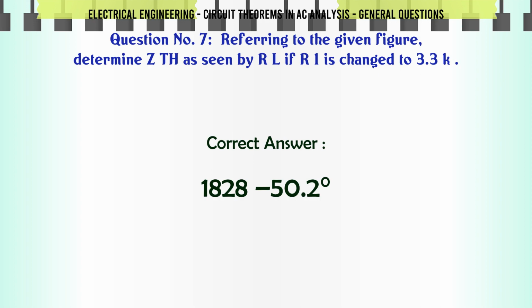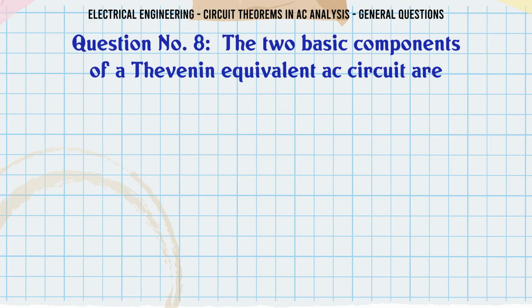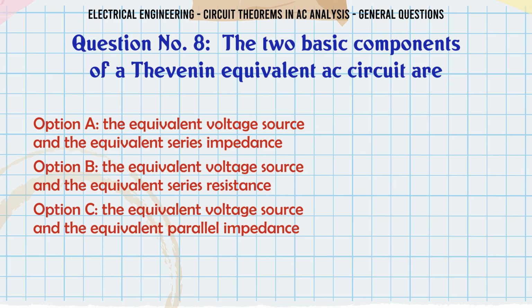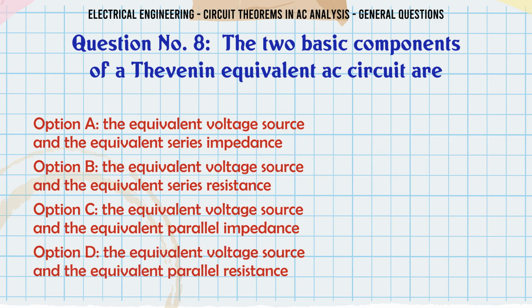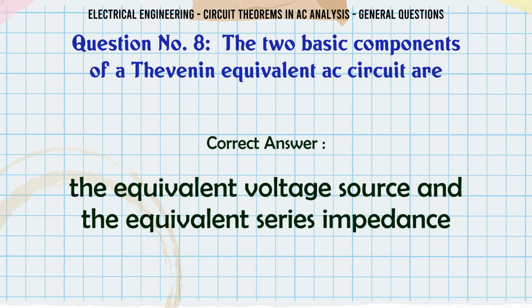The two basic components of a Thevenin equivalent AC circuit are: A, the equivalent voltage source and the equivalent series impedance. B, the equivalent voltage source and the equivalent series resistance. C, the equivalent voltage source and the equivalent parallel impedance. D, the equivalent voltage source and the equivalent parallel resistance. The correct answer is the equivalent voltage source and the equivalent series impedance.